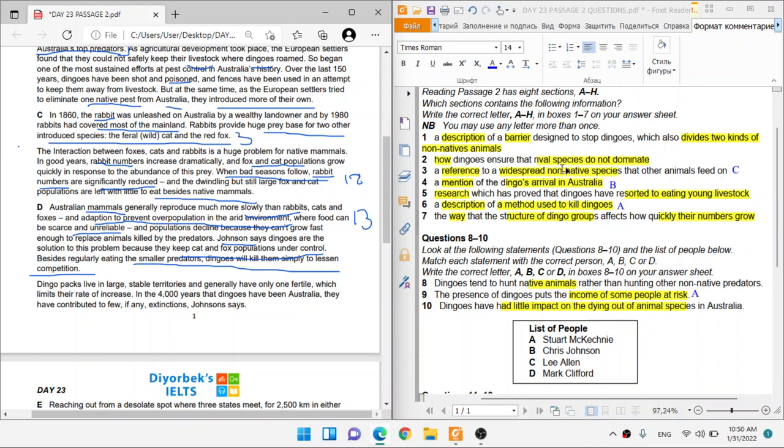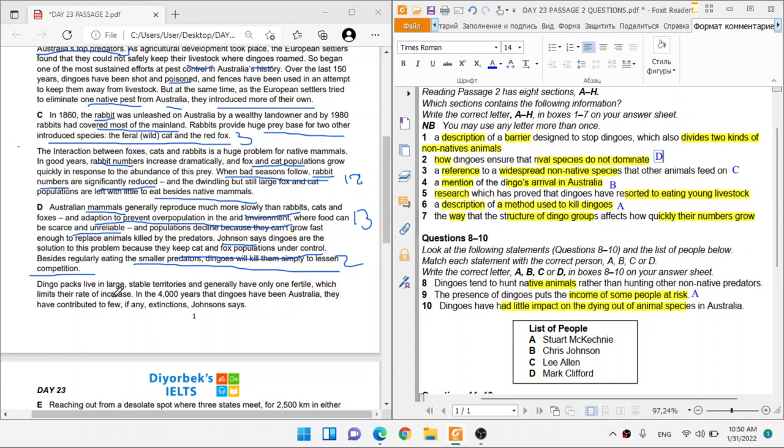Yes, because they don't dominate. To lessen competition is a synonym for they do not dominate. Rival species are like cat and fox populations, and they lessen the competition by eating them, eating the foxes and cats. So that's going to be question number 2. All right, then question number 2 is going to be D.